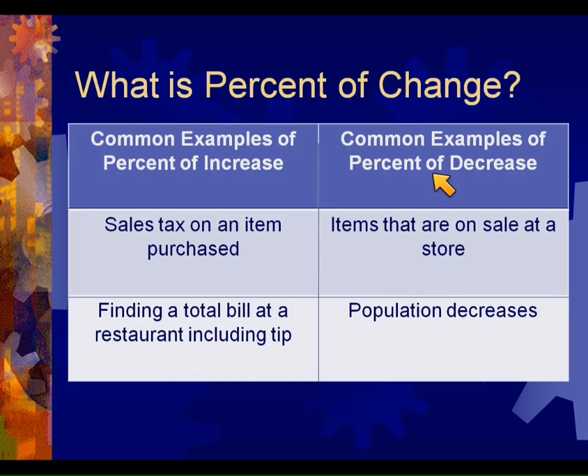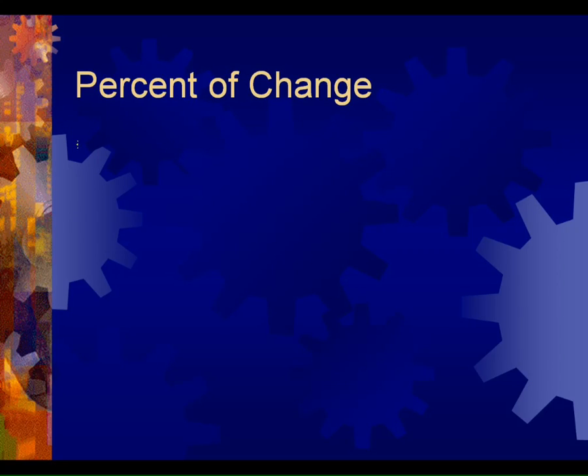And then you have percent of decrease, things that are decreased by a percent. Okay, so things that are on sale, right? Something's 30% off. How do you find that 30%? Also, population decreases. Some town's population goes down 20%. What is that number? Okay, so those are things we use these for.